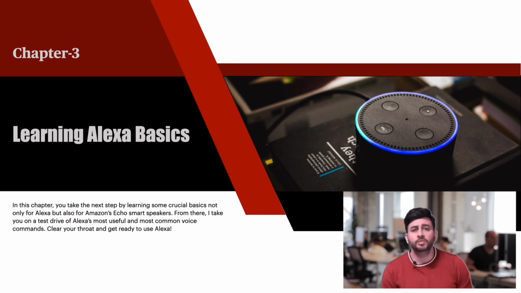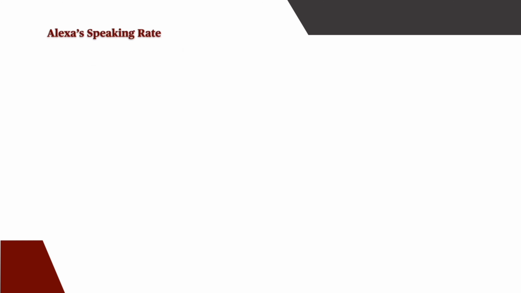Alexa speaks in a conversational mode, not too fast, not too slow. But you can control Alexa's speaking rate by using the following requests. Alexa, speak faster. Alexa, speak slower. Alexa, speak at your normal rate.